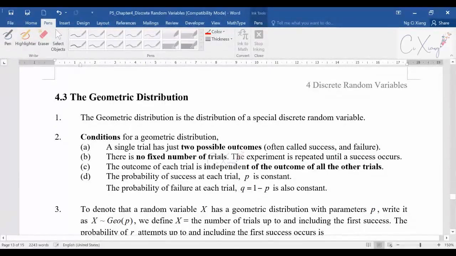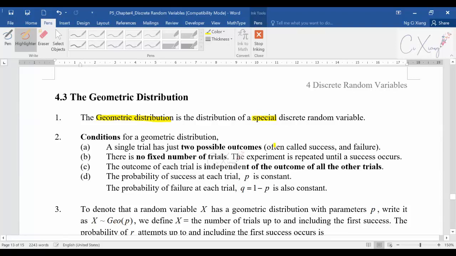Alright, so for today we are going to learn another special type of discrete random variable other than the binomial that we learned previously. For today's lesson we are going to learn the geometric distribution. Again, it is another special type of discrete random variable. So we learned two types of distribution here.